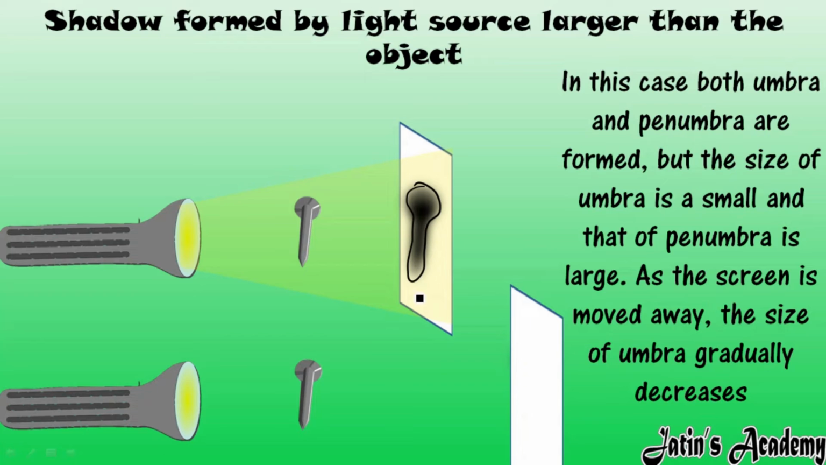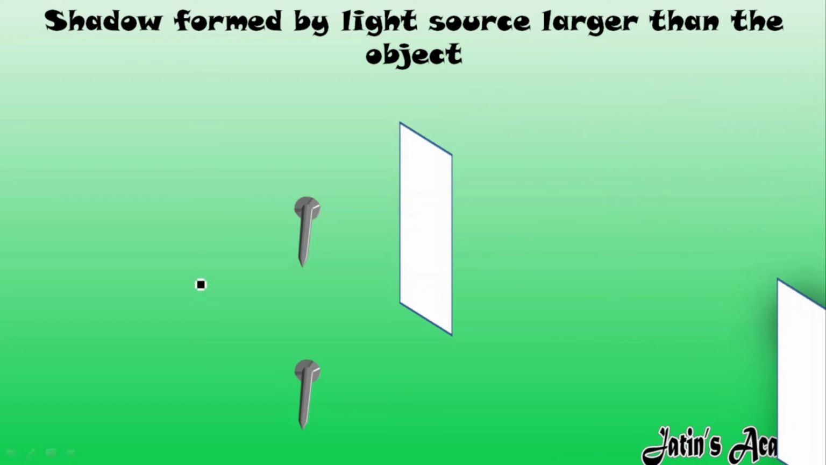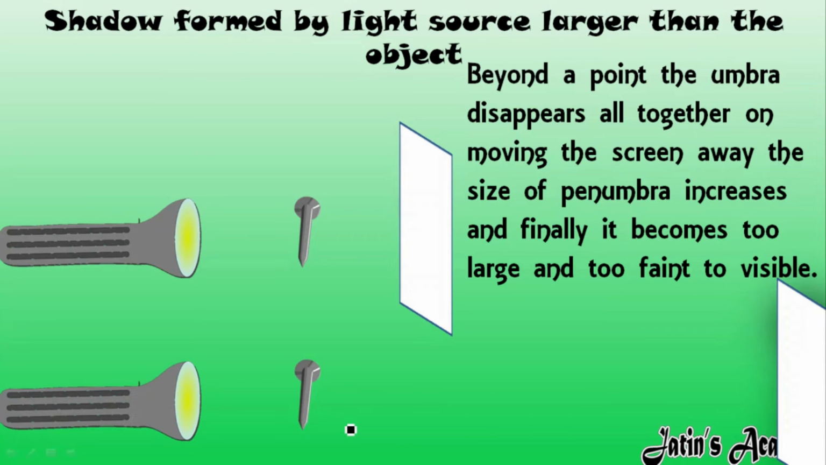But whenever I take the screen away from the opaque object, the size of the umbra is gradually decreasing. Whenever I take the screen away from the opaque object, the umbra is going to decrease very much and the penumbra increases. Now in this case I took the screen very far away from the opaque object. Here also I have a larger source of light, but in this case you can see the umbra is there and a little bit of penumbra is there. Umbra and penumbra both are there.